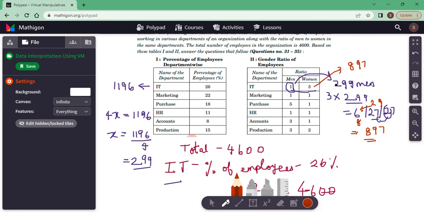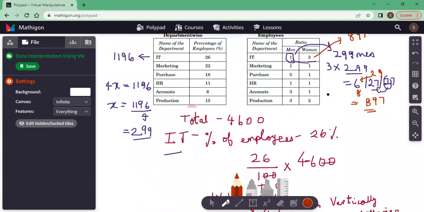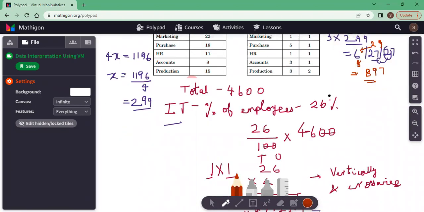So it took hardly a few minutes. If you know the method, then you can easily do it. But you just need to practice. Using the Vedic Maths technique, you have to practice.